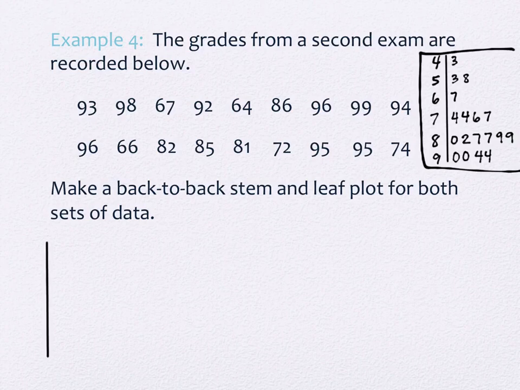So I need to know the smallest value and the largest value. Looking at the data, what do you see? Which one? 64, is that our smallest? And 99. Is that all right? Okay, so I have data that actually starts at 6, not at 4 like last time. Oh, not 5. 6, 7, 8, and 9 are the only values in the stem and leaf plot that I'm making just for the second exam.